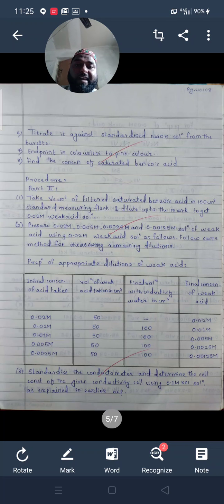You got this concept? How are we going to prepare these solutions? First of all, we will standardize, and whatever concentration we get, we will prepare the exact concentration solution of 0.02 molar, and from this solution only we will prepare the 0.01 molar, 0.005 molar, 0.0025 molar, and 0.00125 molar. Then we are going to standardize.